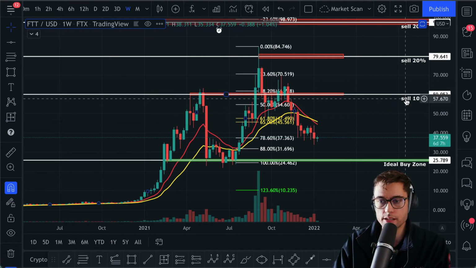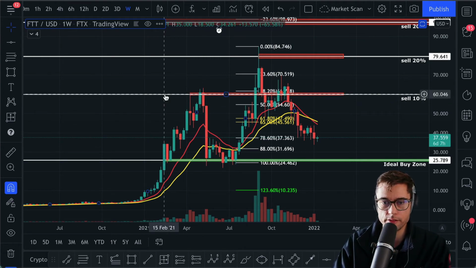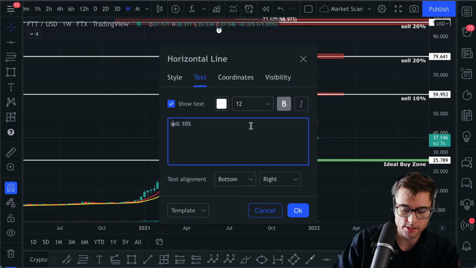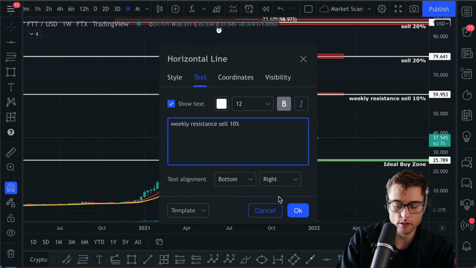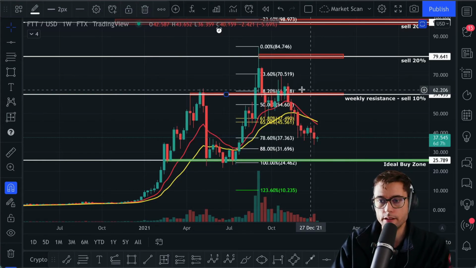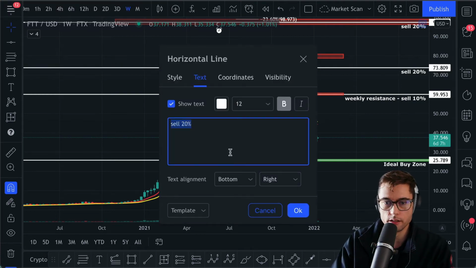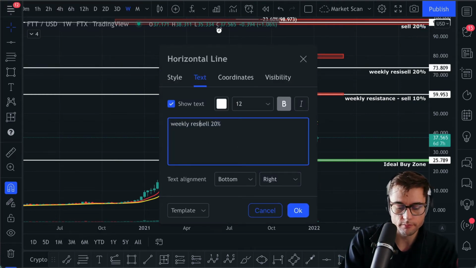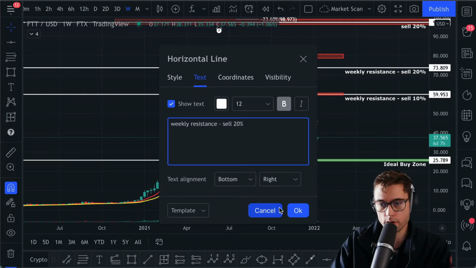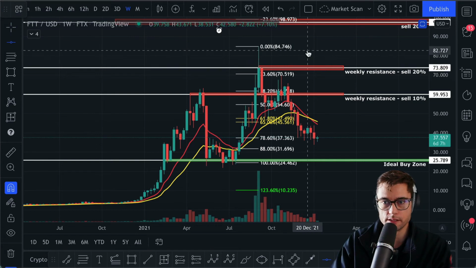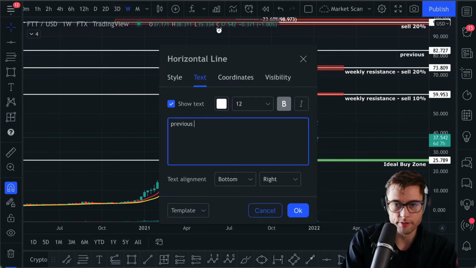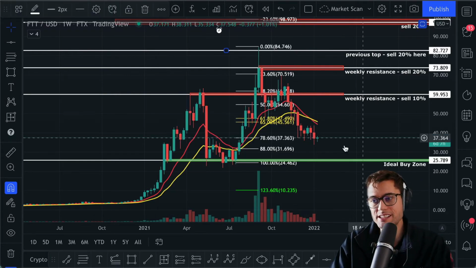And then I'm going to sell 10% here because this is the clear weekly resistance. So let me just write that down. I'm going to say this is the weekly resistance, so sell 10%. And then, you know what? I'm actually going to bring this down. I'm going to say weekly resistance, and then I'm going to sell 20% up here, and then I will have this be the previous top, sell 20% here.